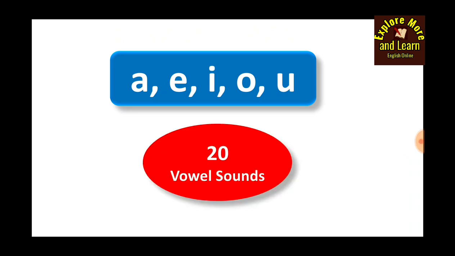That is a different thing. That most of the people think that there are only 5 vowels in English, but that's not correct. These are only 5 vowel letters from which we get 20 vowel sounds. I have already made a separate video about this topic. You can watch that video. You'll get the link in the description box below. Okay?